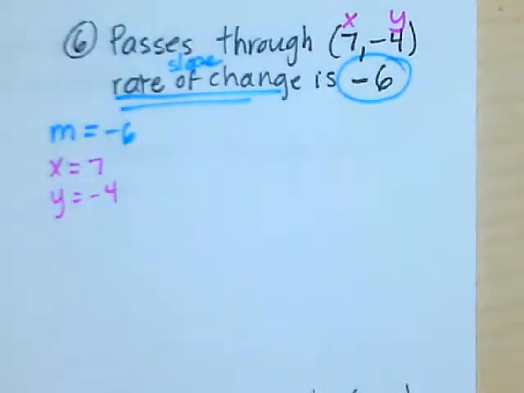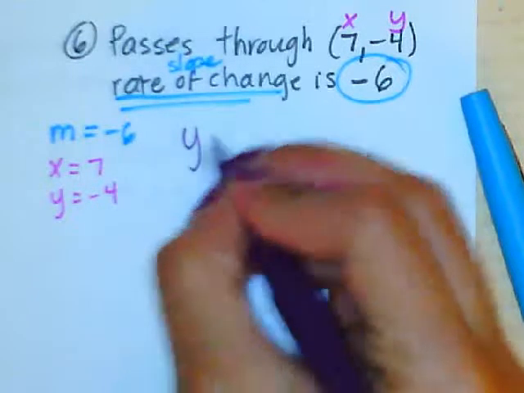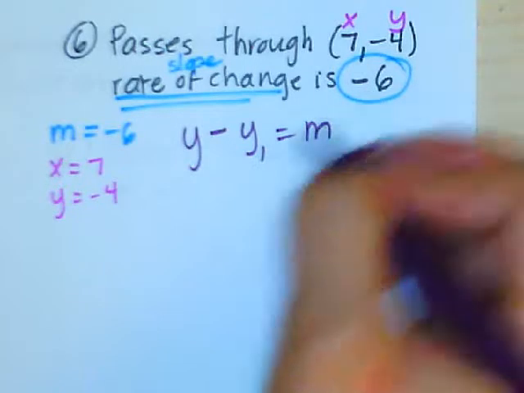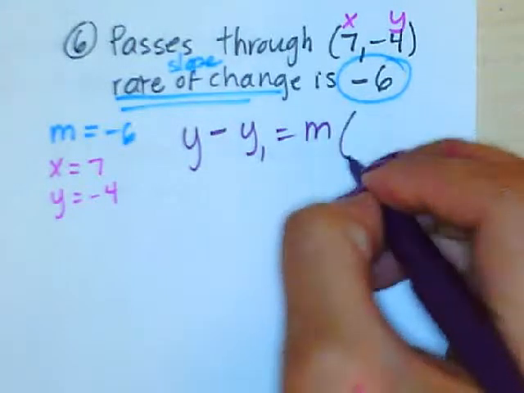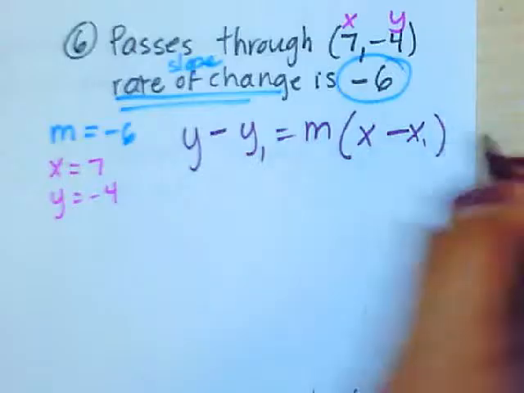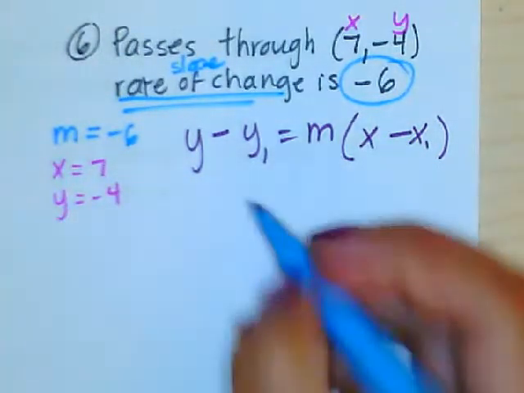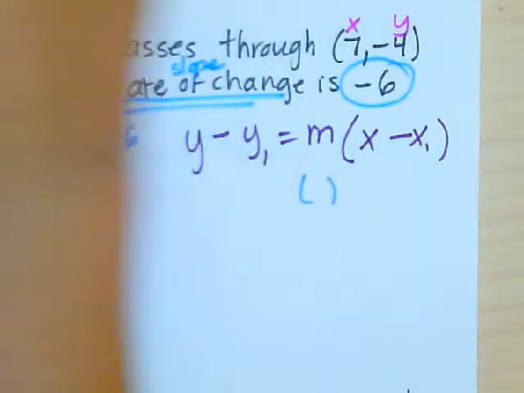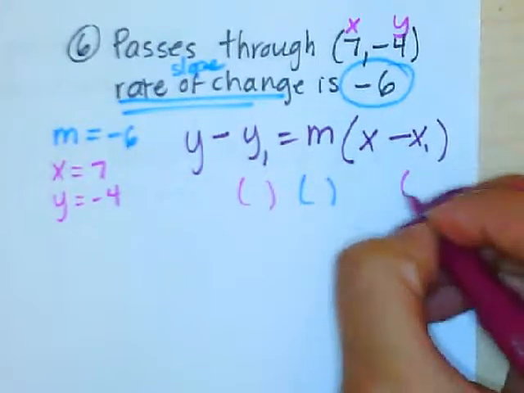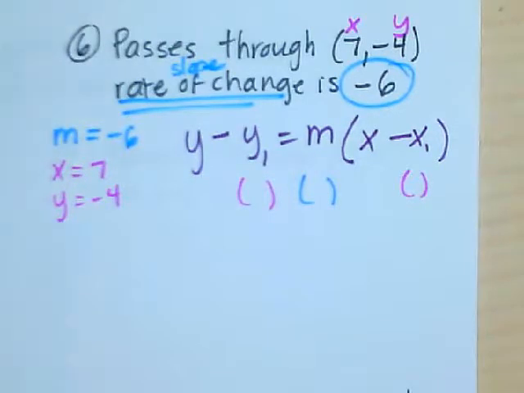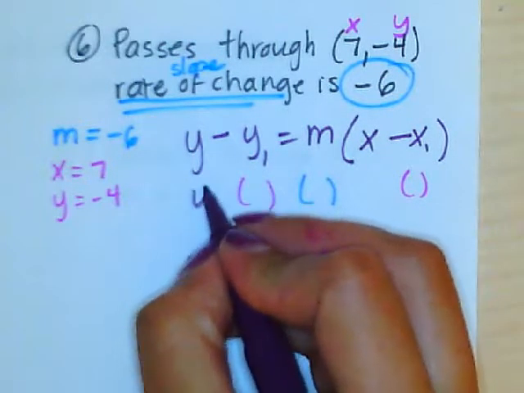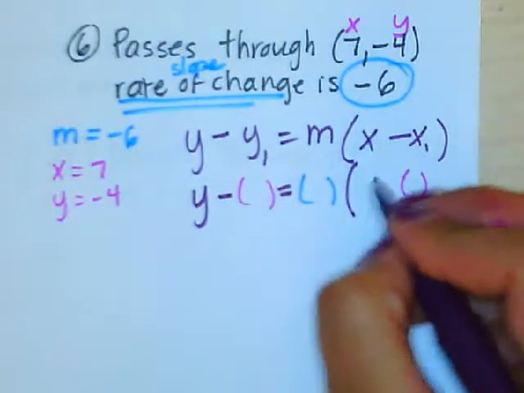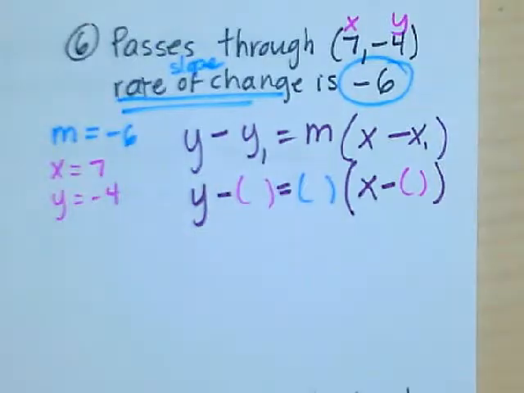The next thing I'm going to do is write my formula for point slope, because I have a point and a slope, so I'm going to use the point slope formula. Here's my formula. Now I know that I'm going to have to plug in m for slope, and I'm going to have to plug in the y1 and the x1. Everything else will stay the same. So I still will have y and minus. I will still have the equal sign here. I will still have the x and the minus here.